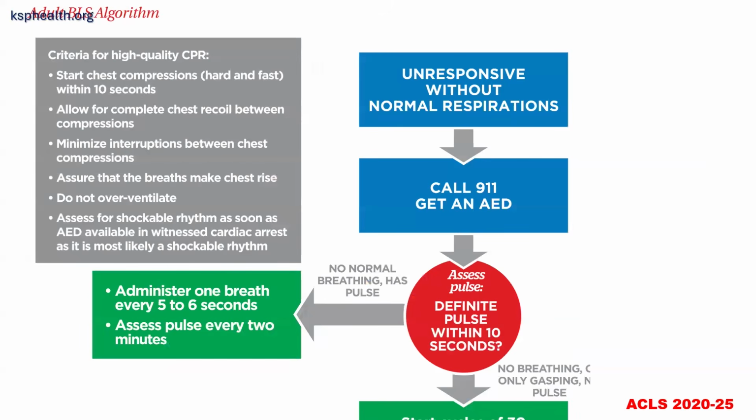So, what are the criteria for high quality CPR? Start chest compressions within 10 seconds, hard and fast. Allow for complete chest recoil between compressions. Don't lean on the chest between compressions. Minimize interruptions between chest compressions. Assure that the breaths make the chest rise. Do not overventilate.